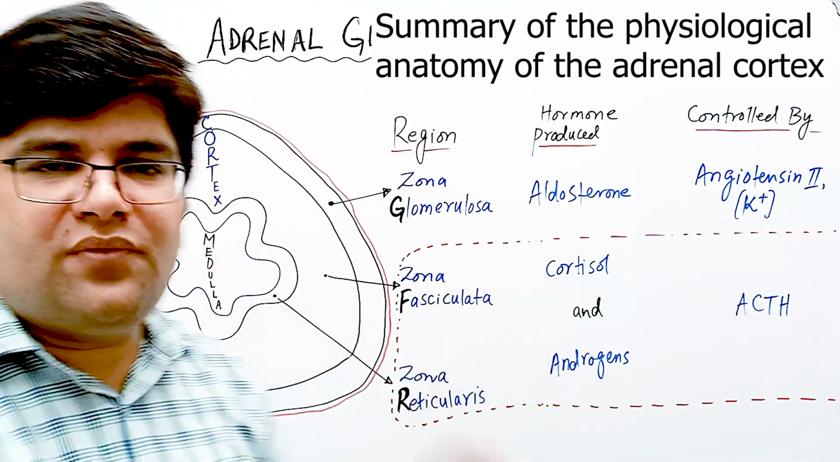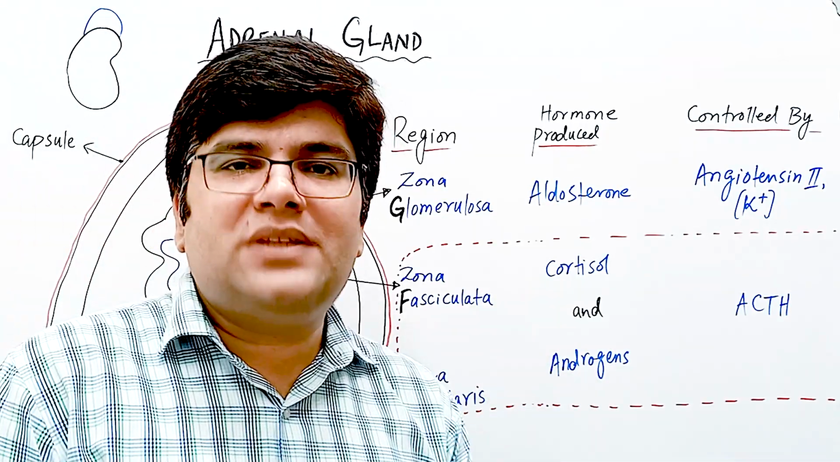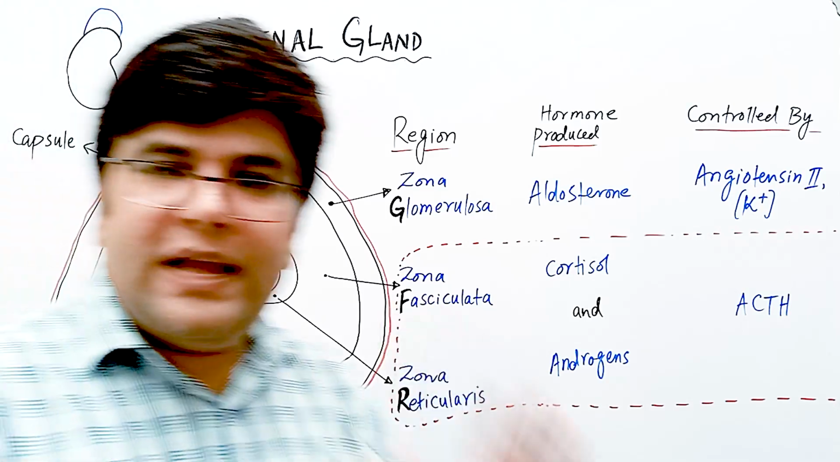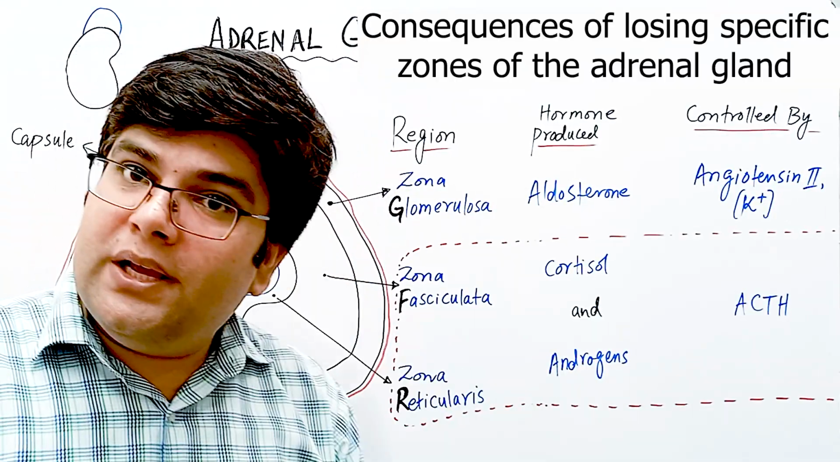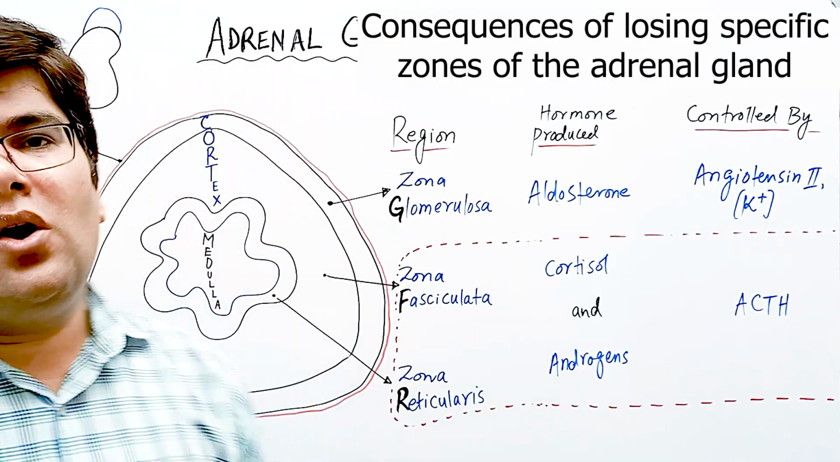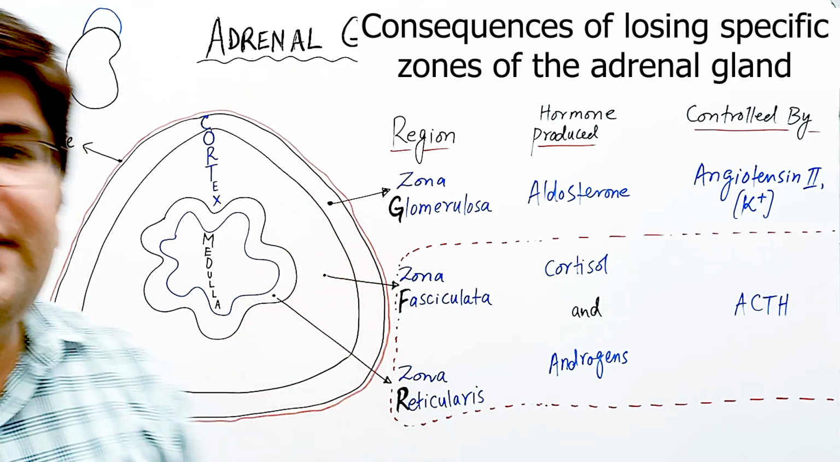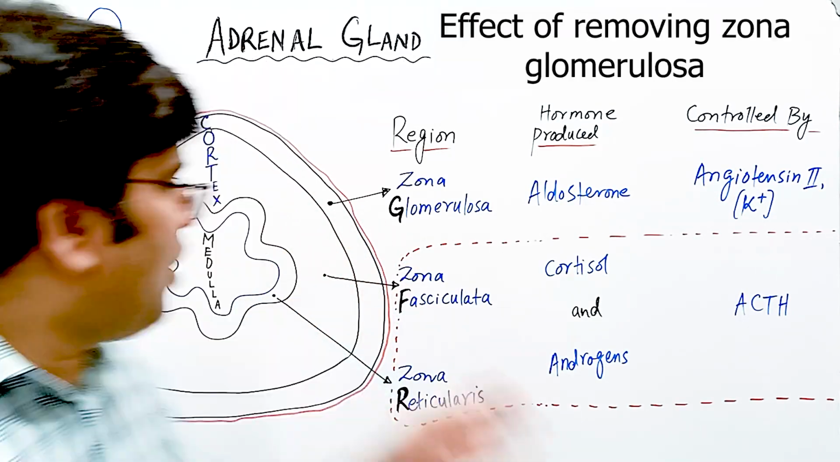Aldosterone and cortisol are important for the survival of the person. So that's why when there is a deficiency of these hormones in the body, death may occur. Let's study what will be the consequences of losing a specific layer or zone of the adrenal gland. First, let's talk about the outermost layer.